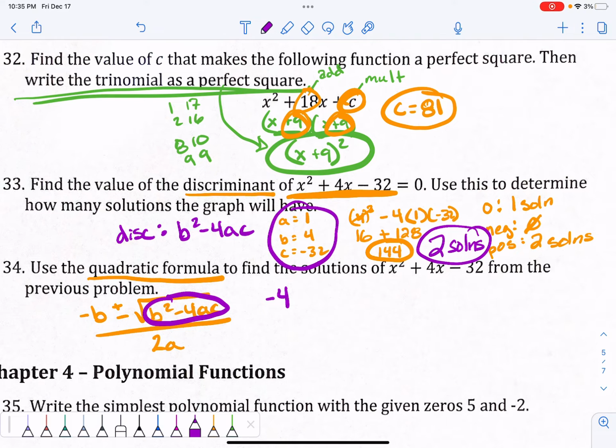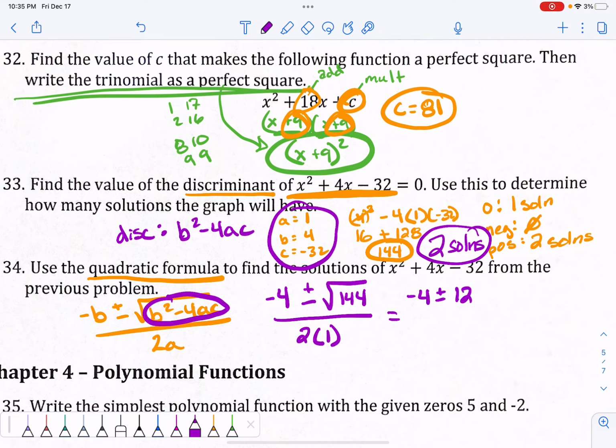We're pulling the same numbers from up here, okay? Negative b will be negative 4, plus and minus the square root of 144. We've already calculated that number, all over 2 times a, which is 1, okay? Now, the square root of 144 comes out nicely. It is 12. All over 2 times 1 is 2.